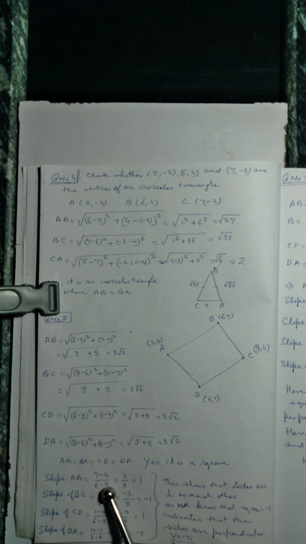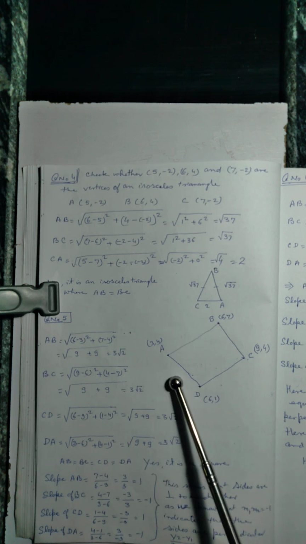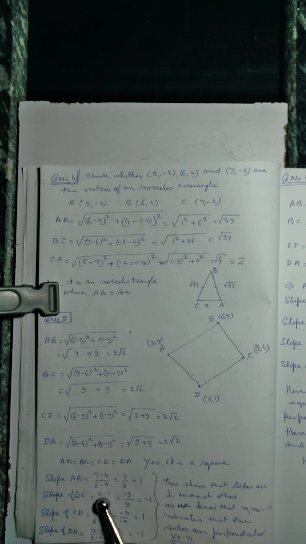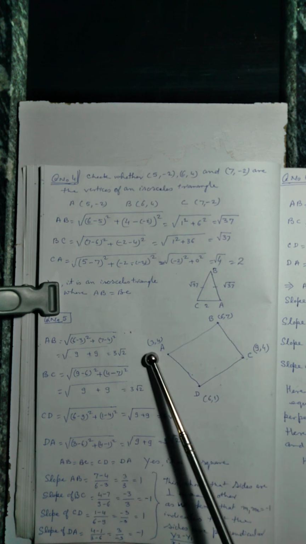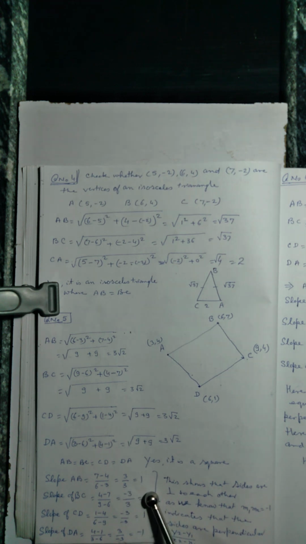That will be equal to 7 minus 4. You see, for AB, you have to take y2 minus y1, that is 7 minus 4 upon 6 minus 3. Solve it, you will get 3 by 3, that is equal to 1.